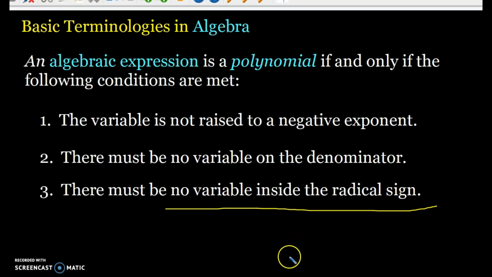So, please take a screenshot of this so that you'll be guided by what are the conditions to be met so that an expression is also a polynomial. If one of these conditions is not met, then that means the expression is simply an algebraic expression only, not a polynomial. Please take note of that.